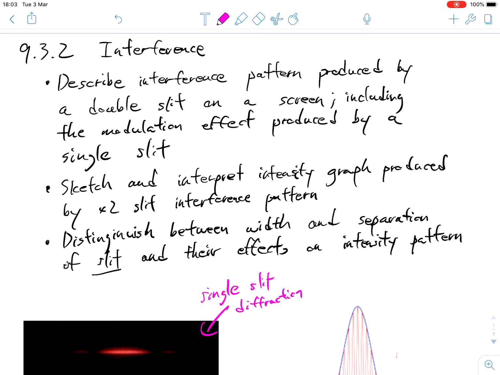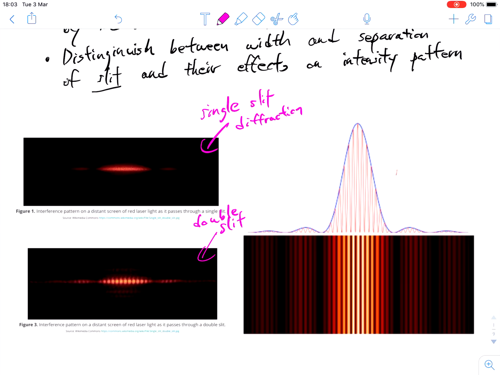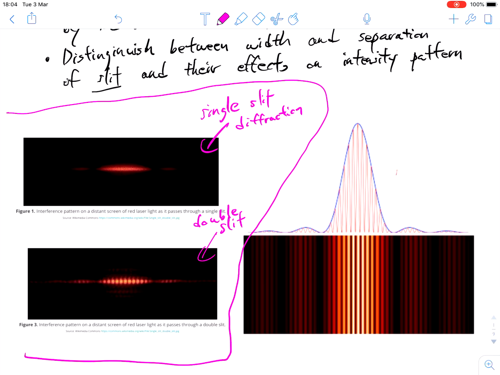Welcome to the video tutorial for chapter 7.3.2, interference. So our first learning objective is to describe the interference pattern produced by a double slit on a screen, including the modulation effect produced by a single slit. That is over here in this particular section. So this is learning objective number 1.